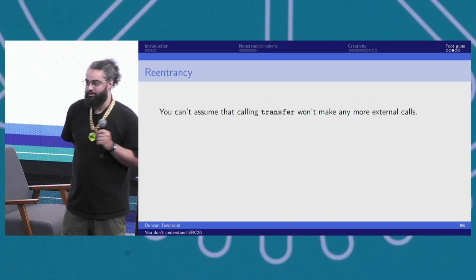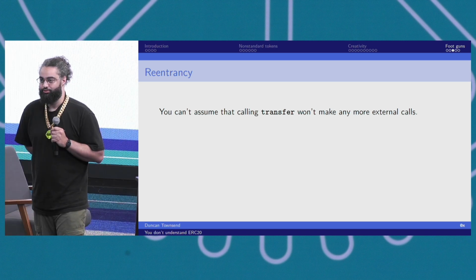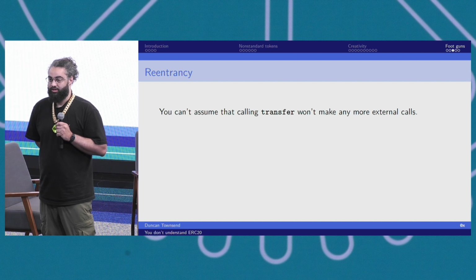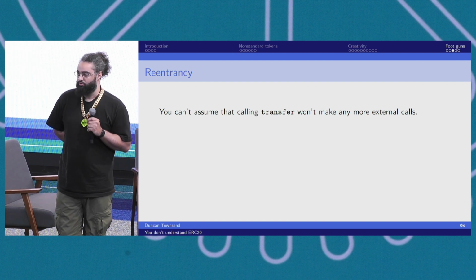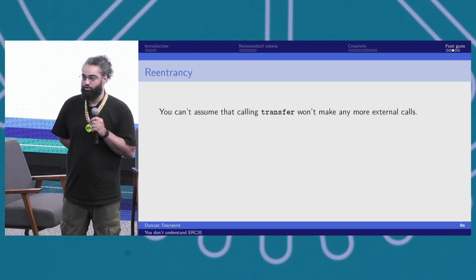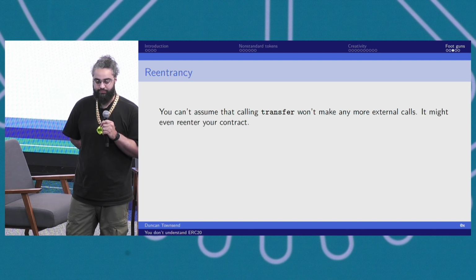Reentrancy, we just talked about ERC777 and ERC223. Don't assume that calling transfer on a token just does a transfer. You might end up with arbitrary external calls. You might end up with reentrancy. Treat it like transferring ETH. The control flow is leaving your context.